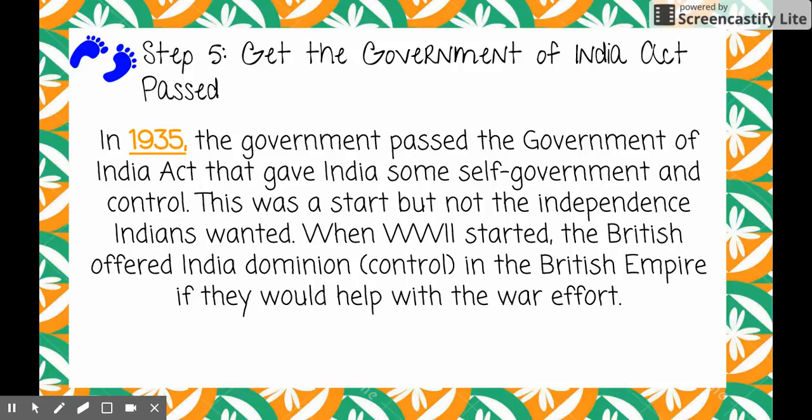Step 5. Get the Government of India Act passed. In 1935, the government passed the Government of India Act that gave India some self-government and control. This was a start, but not the independence the Indians wanted. When World War II started, the British offered Indian dominion, which is a fancy word for control, in the British Empire if they would help with the war effort. This Government of India Act was something that Gandhi helped get passed. It was some of the control they wanted, but it definitely wasn't all the freedom that the Indians wanted.